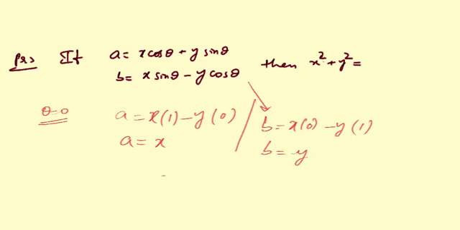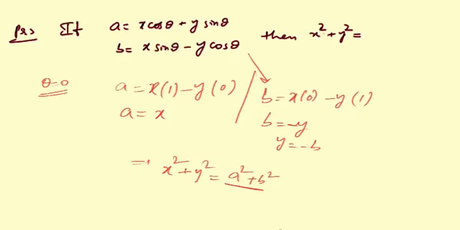So from this you can write y is equal to minus b. It is asked to find out x square plus y square. So x is nothing but a, so x square is a square, and y is nothing but minus b, so y square is b square. Even if it is minus, when you square it, it will become plus.